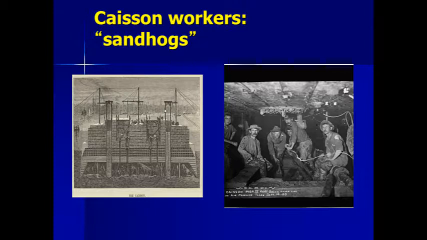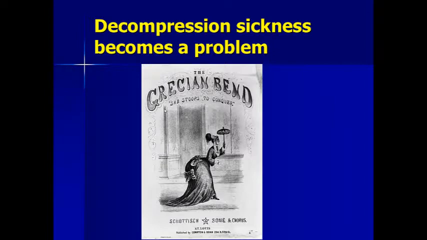And just an example of the working environment of the caisson workers, or the sandhogs. Around that time, the Grecian bend was a popular fashion. You can see that they were kind of corseted and leaning forward as part of the fashion at that time. They noticed that a lot of the caisson workers coming out of these compressed environments looked like this, and so they nicknamed decompression sickness. This is where the nickname the bends came about.